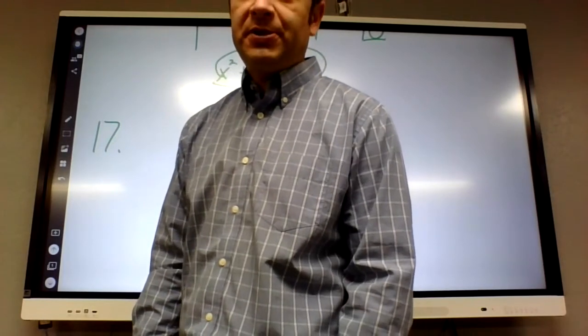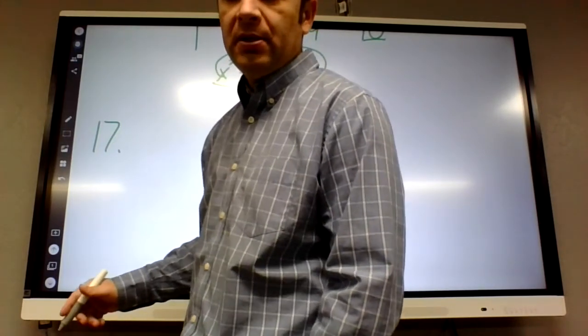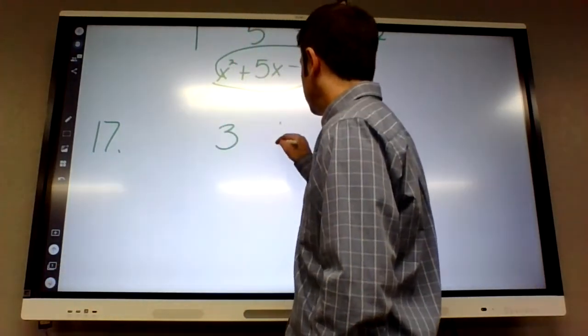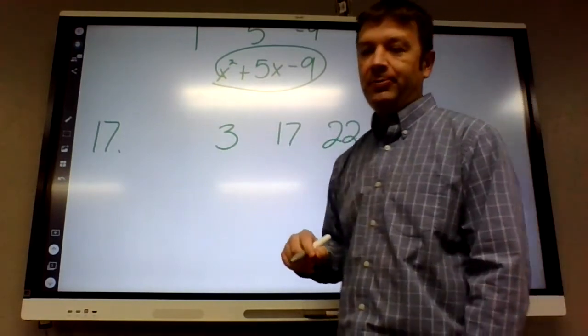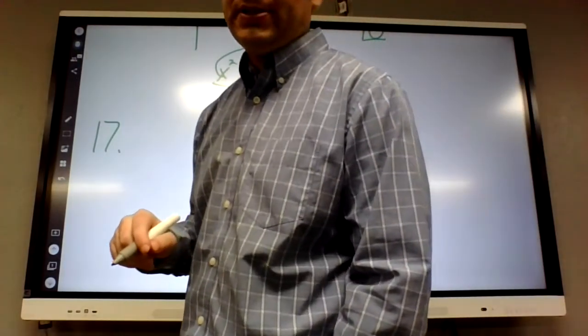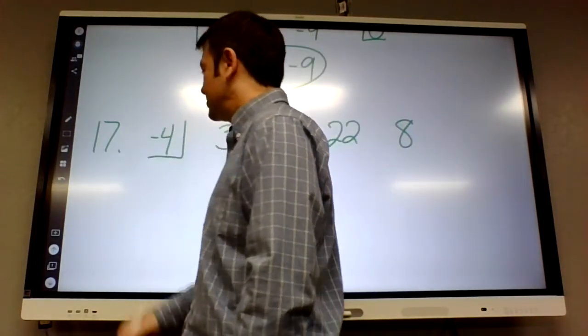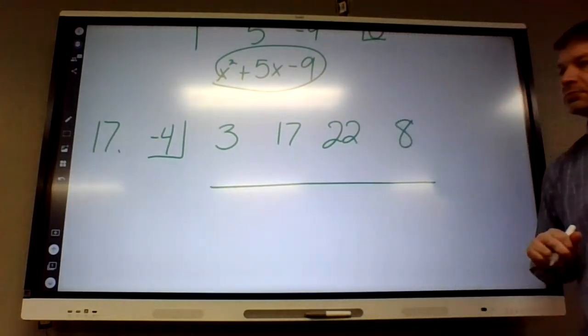What are the coefficients on 17? 3, 17, 22, and 8. Okay, what am I gonna put in the box on 17? Negative 4. Because the divisor is x plus 4. So positive. Wait, no. I lied.